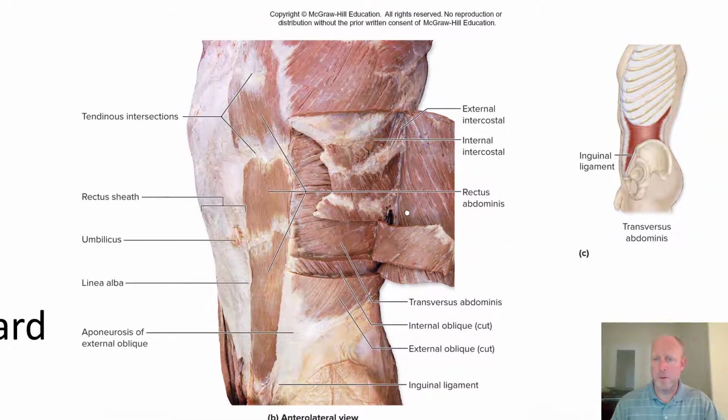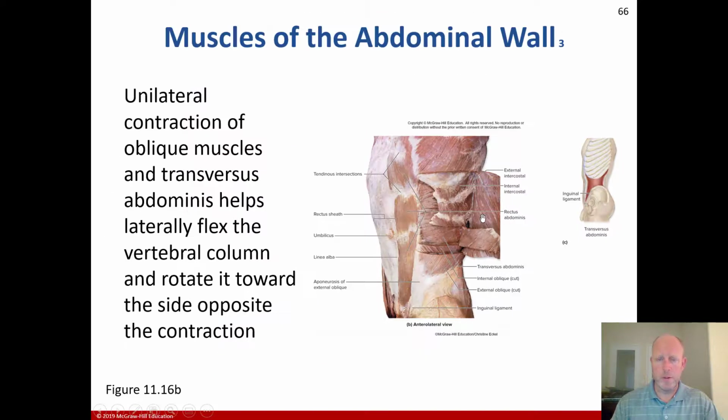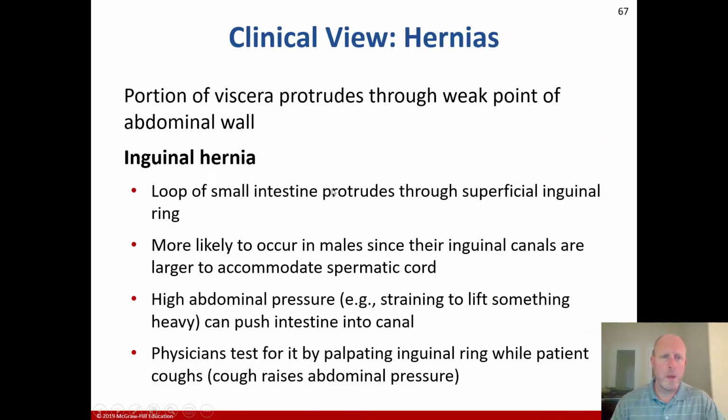A closer look here, this inguinal ligament along here plays a huge role in helping maintain stability in the pelvic region and the abdominal wall. For hernias, there's a portion of the viscera, the tissues that are basically the organs, that protrude through a weak point of the abdominal wall. An inguinal hernia is when a loop of the small intestine protrudes through the superficial inguinal ring, obviously causing significant pain. It's more likely to occur in males since their inguinal canals are larger to accommodate the spermatic cord. So it's much more likely to occur for a male.